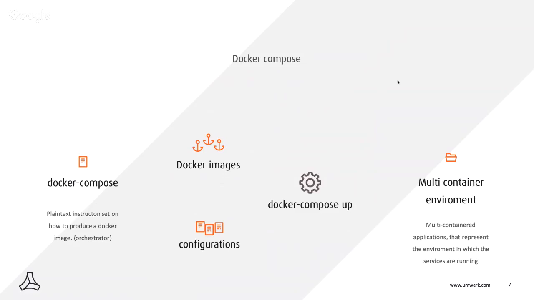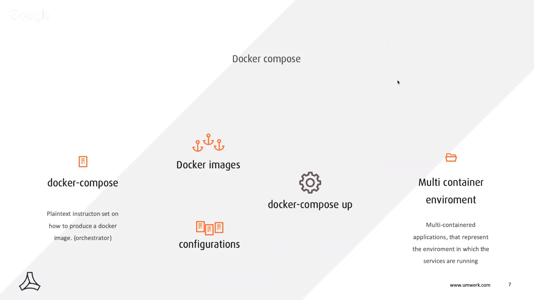Once we get a lot of Docker images ready, and maybe lots of various environments, then Docker Compose comes into play. This is, like I said, a plain text instruction set on how to produce these images and how to set them up properly so that they will be able to work with each other. Usually we provide Docker image names, environment variables, and some other config options.